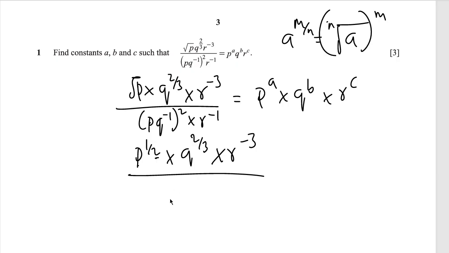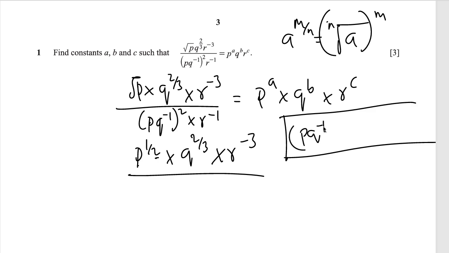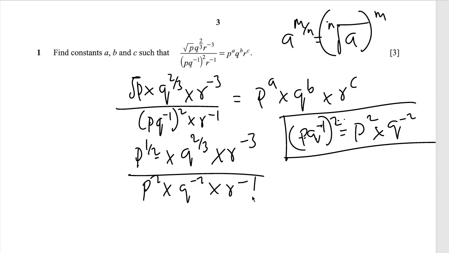And then PQ over here, let's simplify that: PQ to the negative 1 all squared. We're going to square each component, so that's P squared, and Q to the negative 1 all squared is Q to the negative 1 times 2, that's Q to the negative 2. So that's P squared times Q to the negative 2 times R to the negative 1.